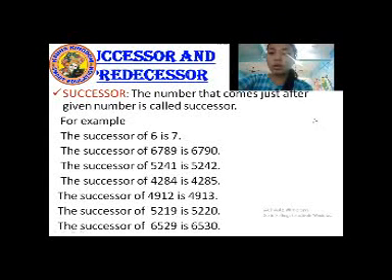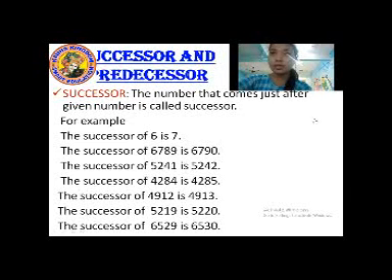The successor of 6789 is 6790 because 6790 comes just after 6789. And the third one is the successor of 5241 is 5242 because 5242 comes just after 5241.